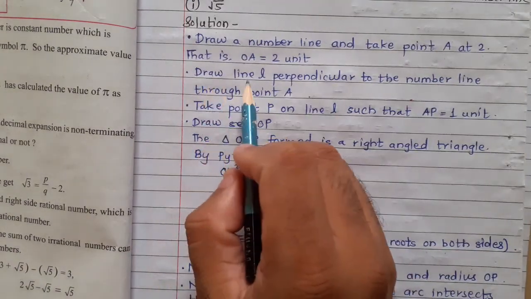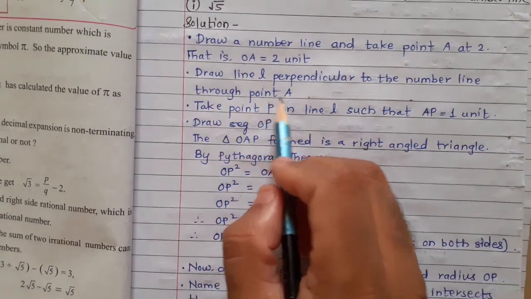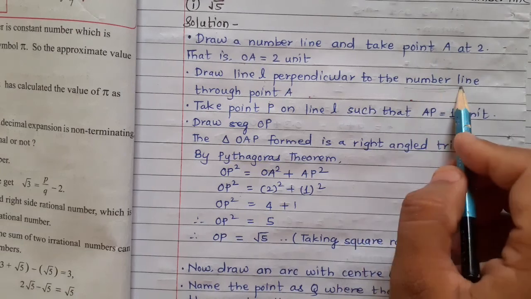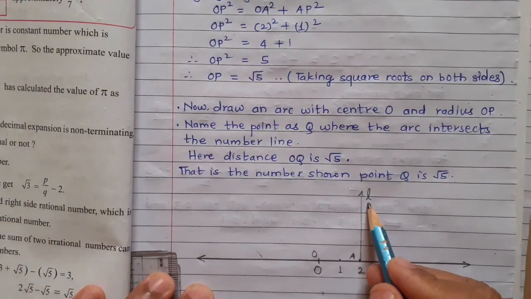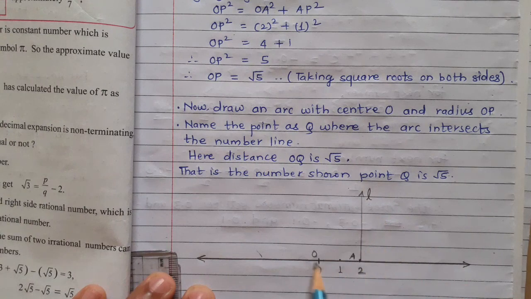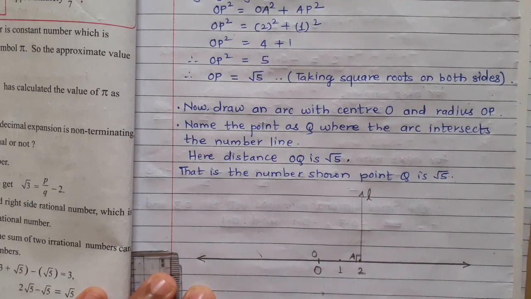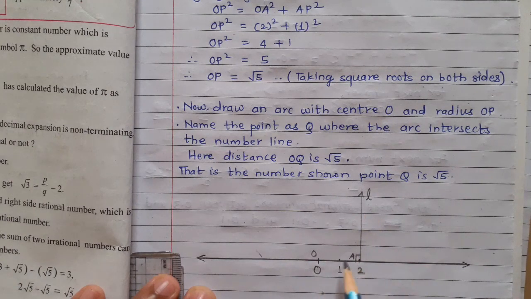Next, draw line L perpendicular to the number line through point A. Here is line L, which is perpendicular to the number line, so it forms an angle of 90 degrees with the number line through point A.